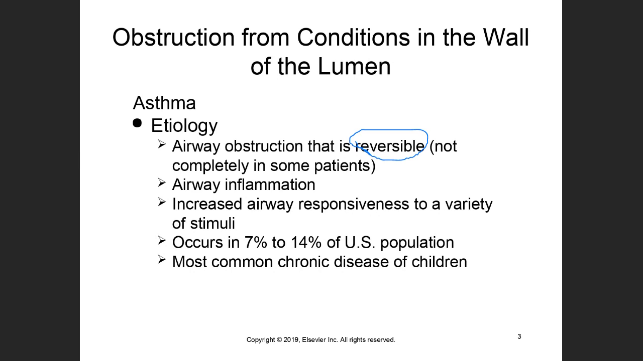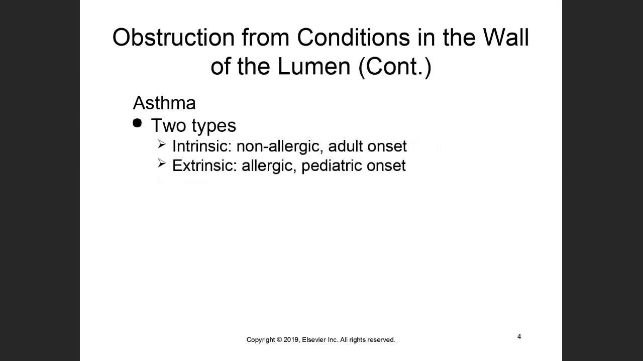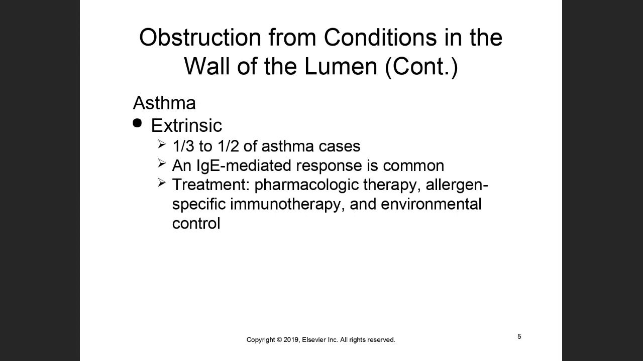Airway inflammation and increased airway responsiveness, because most of the time it's due to an allergic reaction. All the people that have asthma are also allergic, with atopic components. In asthma, we have two types: intrinsic, that is non-allergic, especially in adulthood. This slide is extremely important. And extrinsic, that is allergic, and it's a pediatric onset, so you develop it in early childhood. One third to one half of asthma cases are extrinsic, and they are related to immunoglobulin E.